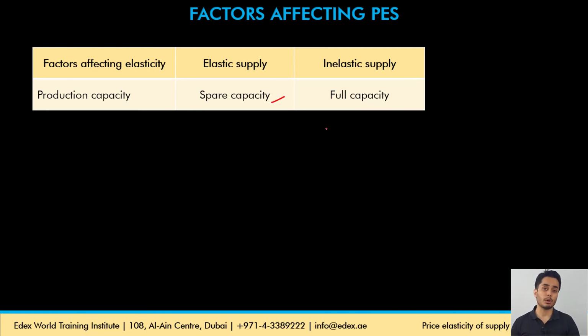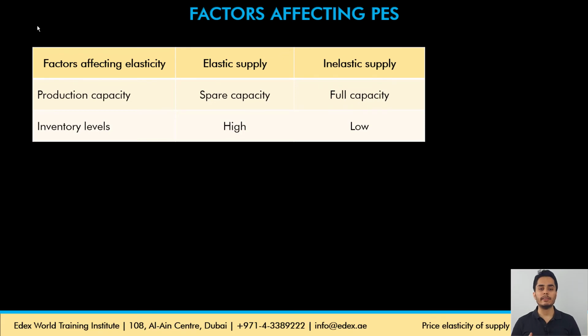But if the producers are already operating at full capacity, meaning that if they have machinery installed for 10,000 units, they are already producing 10,000 units, they cannot increase their production, that's full capacity. In that case, even if the price increases and the producer wants to supply 15,000 units, it will not be possible because there are no resources left.